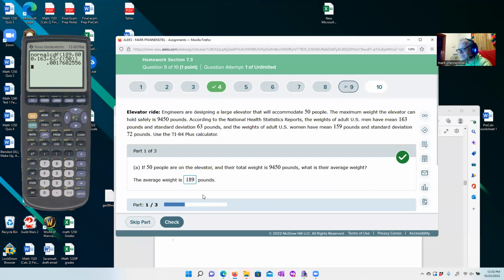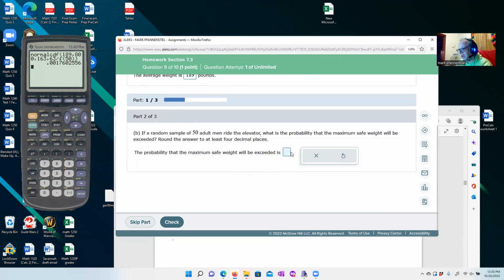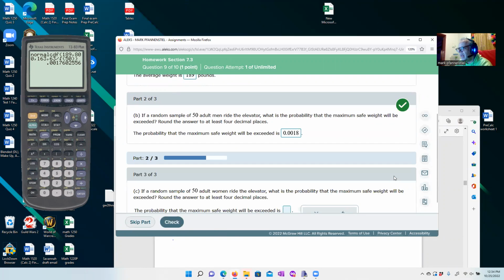There's probably some kind of a national safety standard for that. I will say 1.8 for rounding it off to 4 decimal places. 1, 2, 3, 4. We'll change that 7 into an 8. Go ahead and check. Hey, what do you know?